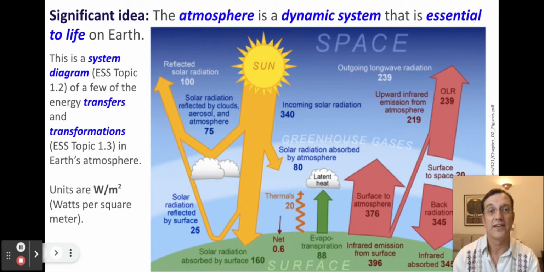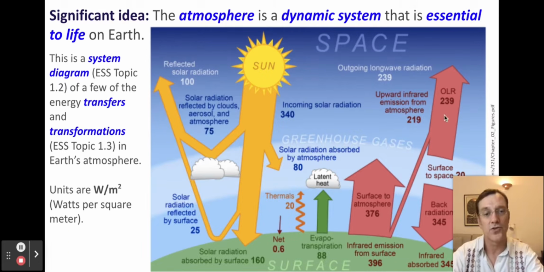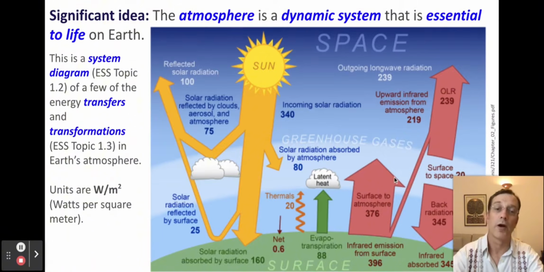The first big idea about the atmosphere is that it is a dynamic and constantly changing system, and that system is essential to life on Earth. The diagram you see on the screen is a nice systems diagram that shows all of the incoming solar radiation from our sun, and it also shows the outputs of energy from our planet via the atmosphere.